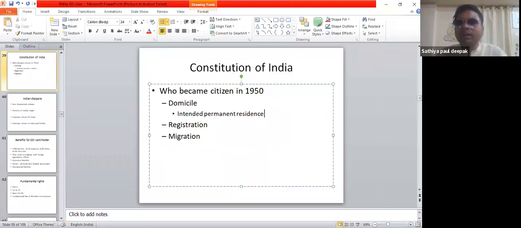Migration is for those people who migrated from Pakistan to India, or those who migrated from India to Pakistan and returned back to India. So these migrated people, those who have come from Pakistan, can register as Indians through the process of migration. Okay, so that is the point. Domicile, registration, and migration.